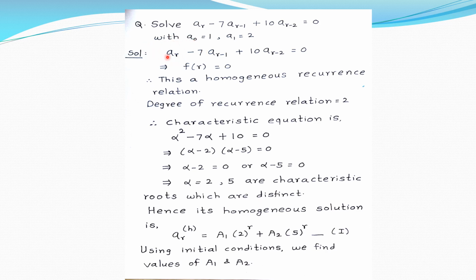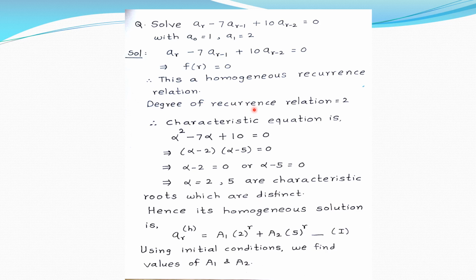Now first see, comparing it with the linear homogeneous recurrence relation with constant coefficients, that is C0 AR plus C1 AR minus 1 plus CK AR minus K equal to f of R. So here f of R is equal to 0. So this is a homogeneous recurrence relation. And whenever it is C0 AR plus C1 AR minus 1 plus CK AR minus K, then its degree or order is K. Now here it is AR minus 7 AR minus 1 plus 10 AR minus 2. So degree of this recurrence relation is 2.